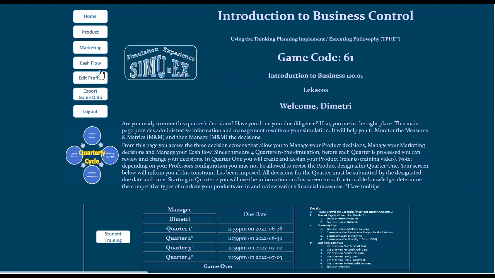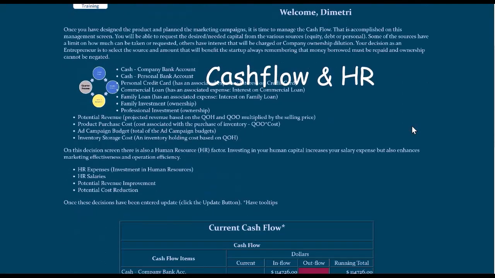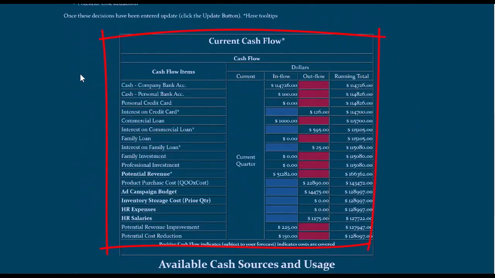So let's take a look at this third step in our managerial flow. When we move into our cash control screen, we come up with a cash flow. This cash flow represents the current elements, the inflows and the outflows, and a running total. The most important component of this cash flow screen that one needs to take a very close look at is the potential revenue. Potential revenue represents our estimate of the number of units we are going to be selling. Now, that is merely an estimate.